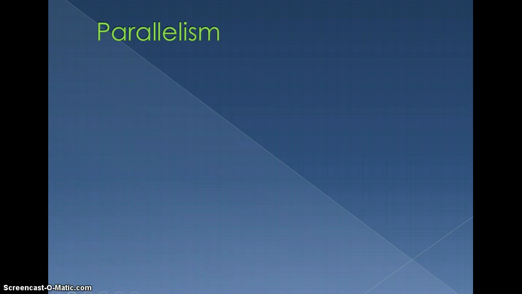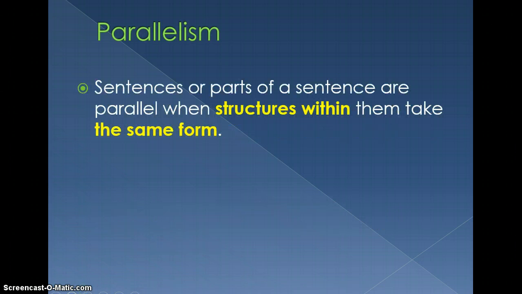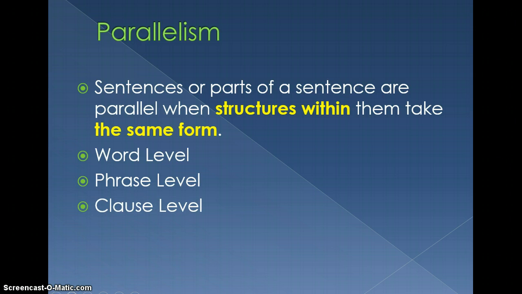And what parallelism means is that sentences or parts of that sentence within it are parallel. And that is when certain structures that are inside of them take the same form. We'll look at some examples. This can be done on 3 levels. They can be parallel at the word level, at the phrase level, or at the clause level. So words can be parallel to each other, phrases can be parallel to each other, and clauses can be parallel to each other.